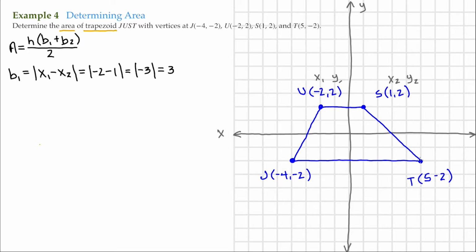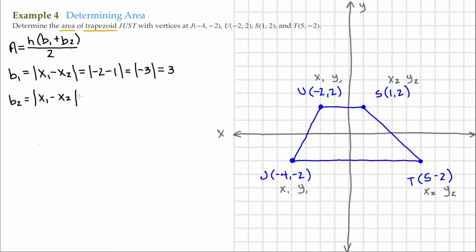Same process for the other base down here. That's the second base. That's going to be the absolute value of the distance between its x coordinates. We just label them x sub 1, y sub 1, x sub 2, y sub 2. Now we can count off 1, 2, 3, 4, 5, 6, 7, 8, and 9. So it looks like it has a distance of 9, or the length of this base would be 9.